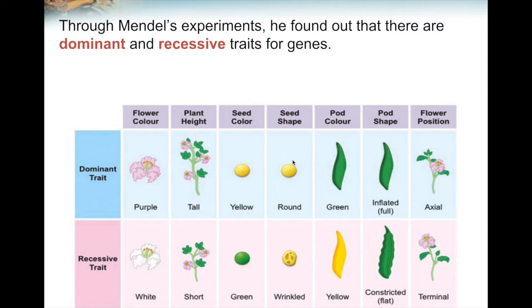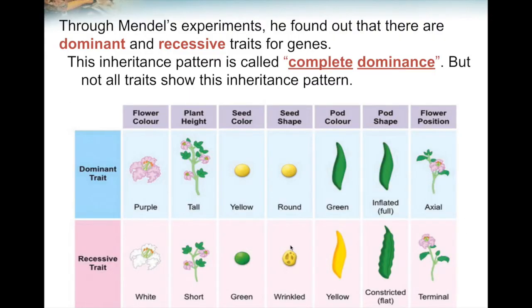Or let's say seed shape. There were 2 different versions or alleles. It's either round or wrinkled seed. And he found out that round seeds were dominant to wrinkled seeds. So this is a type of pattern. We call it inheritance pattern, and it's called complete dominance. Inheritance pattern just means it's a pattern where traits are passed on from parents to offspring.